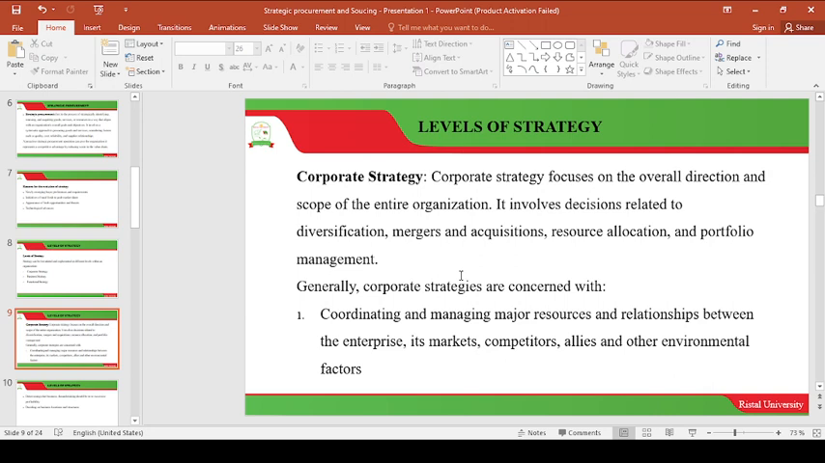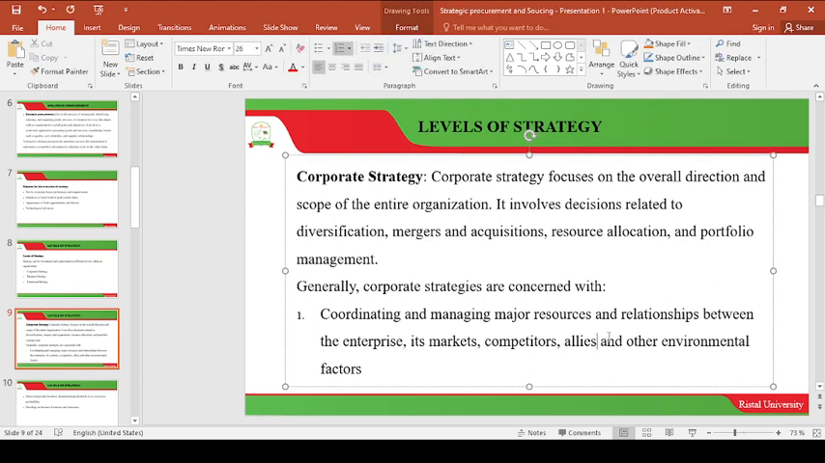So the corporate strategy focuses on the overall direction and scope of the entire organization. This strategy is set by the top management. It involves decisions related to diversification or mergers and acquisitions, then resource allocations and portfolio management. Generally, corporate strategies are concerned with coordinating and managing major resources and the relationship between the enterprise, its market, competitors, allies, and other environmental factors.